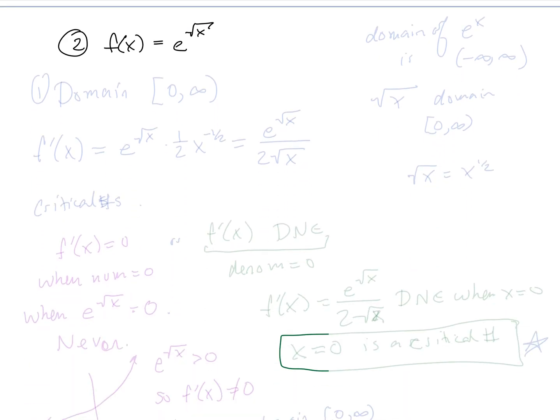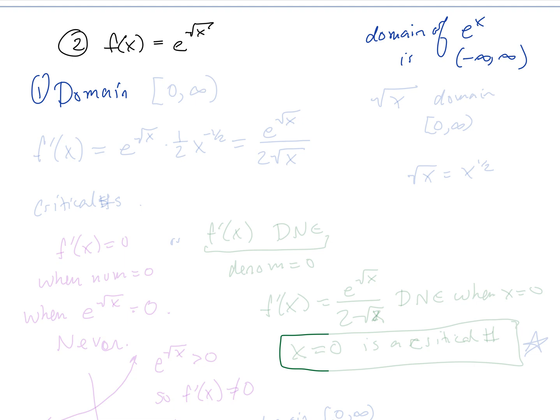Next we have f of x is e to the square root of x. So we were first asked to find the domain for each function. So the domain of e to the x is all real numbers. So just on the side, the domain of e to the x is negative infinity to infinity, all real numbers. e to the anything gives an output.